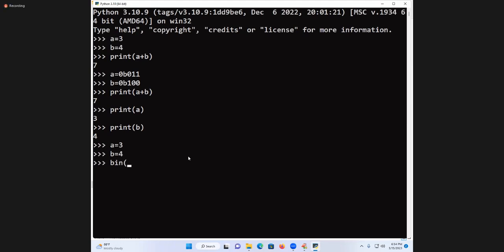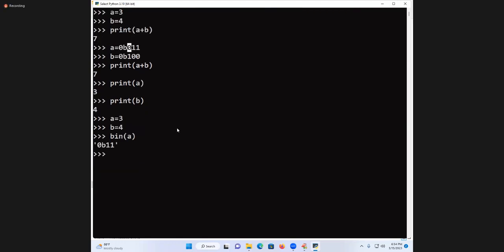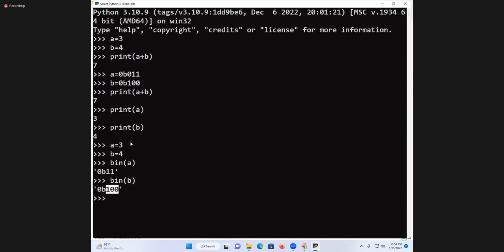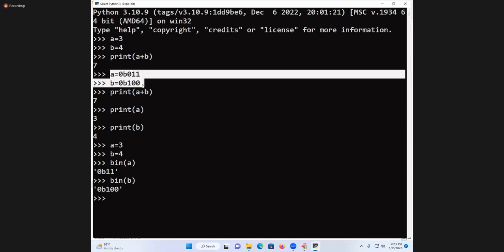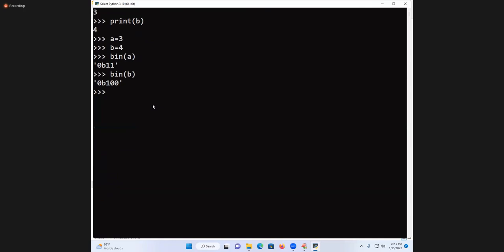Now say bin of A. What is converted? Automatically converted to 0b11, or not? 0b11, not necessary to remember. Bin of what now? B, you say. What is the answer now? 0b100. It is also called the binary format. Did you understand these points? So Python converts, even though you represent the data in a lower format, it is automatically converted into a high level format.